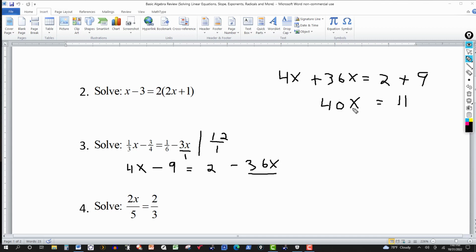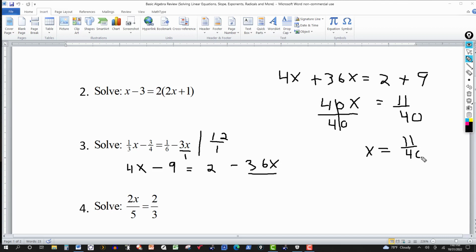Almost there. I've got to get x by itself, so let's just divide both sides by 40. Notice it's always the inverse operation. I'm multiplying by 40 here, so I divide by 40 to get rid of it. So these divide out, gives me a 1x, or just plain x, is equal to 11 over 40.